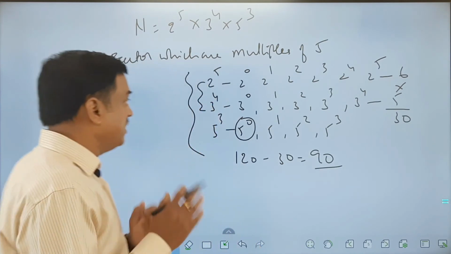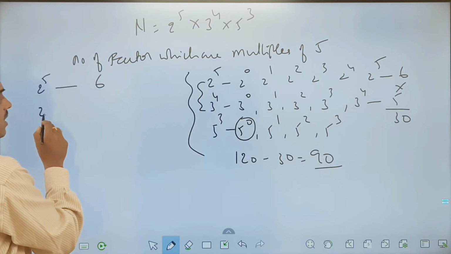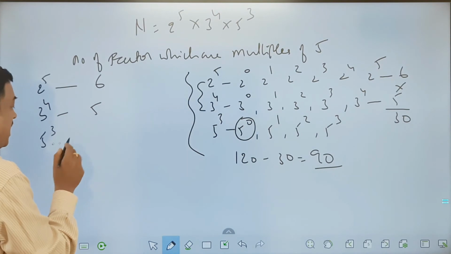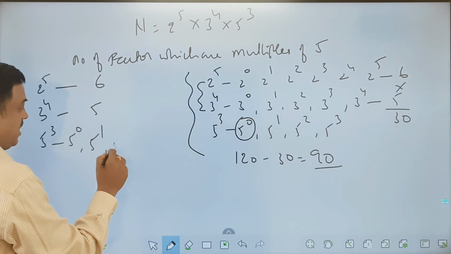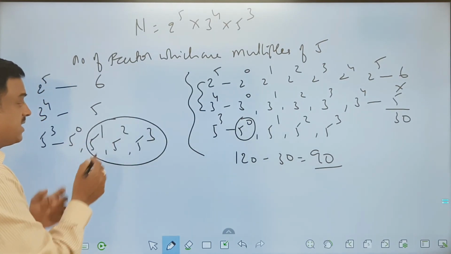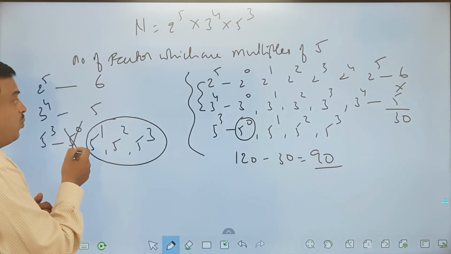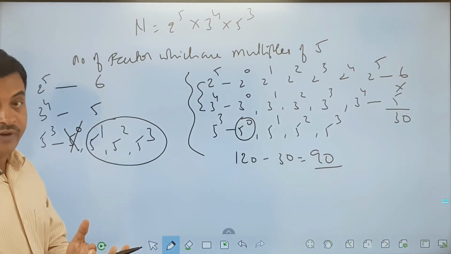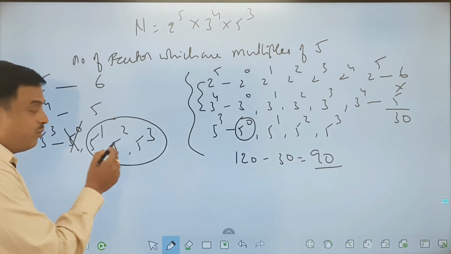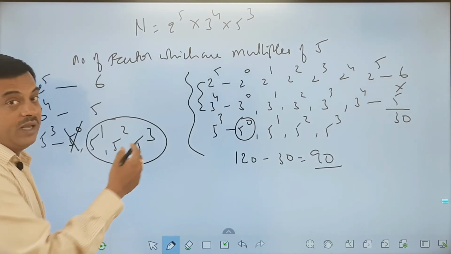That is one method. The other method is the same: 2 power 5 has got 6, 3 power 4 has got 5, and 5 power 3, I should say, these are the factors, correct? If I multiply with these, please understand, not with 5 power 0, what is 5 power 0? 1. Multiplying with 1, any of these cannot be a multiple of 5. I want a multiple of 5. So I should multiply either with 5 power 1, 5 power 2, 5 power 3, or even I can multiply with all of them, right?